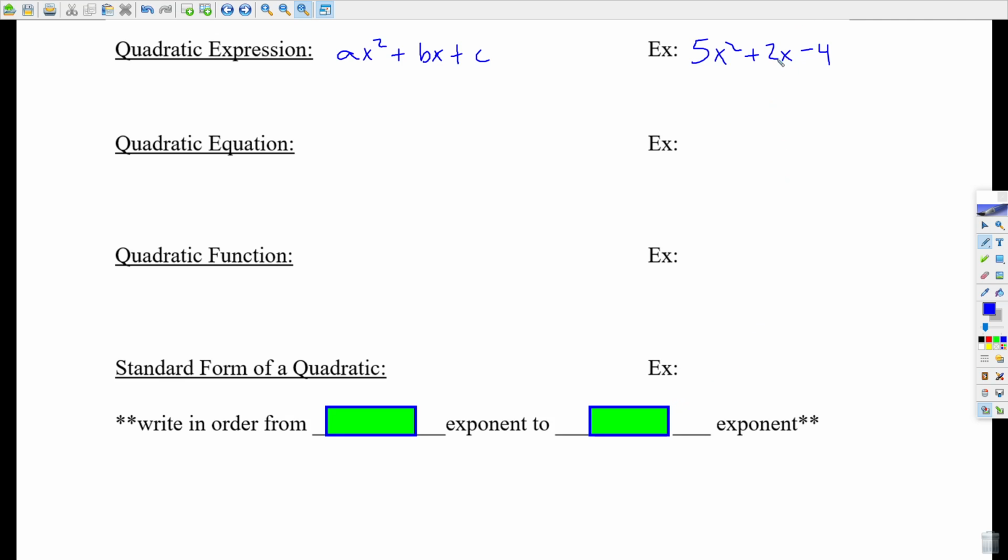You also don't have to have the x or the 4 here. You don't have to have this. You could just say it's 3x squared. This would also be a quadratic expression. As long as you have the x squared term, you're good.